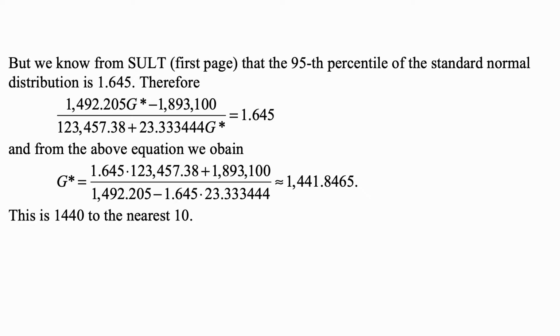But we know from the table that is given on the test, the SULT table, that the 95th percentile of the standard normal distribution is 1.645. Therefore, that expression, which is minus the mean over standard deviation, is 1.645, from which we solve for G star, and G star is equal to 1.645 times 123,457.38 plus 1,893,100 divided by 1,492.205 minus 1.645 times 23.333444. That is approximately 1,441.8465, and that's 1,440 to the nearest 10.